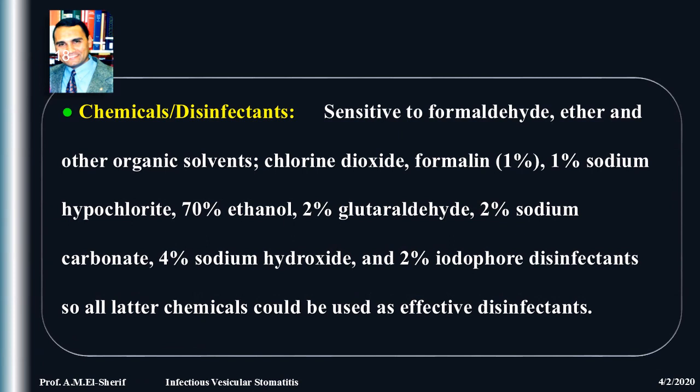Indiana vesiculovirus was found to be sensitive to the following materials: formaldehyde, ether, and other organic solvents, chlorine dioxide, 1% formalin, 1% sodium hypochlorite, 70% alcohol, 2% glutaraldehyde, 2% sodium carbonate, 4% sodium hydroxide, and 2% iodophor disinfectants. So all these chemicals could be used as effective disinfectants of this virus, for hygienic disposal and disinfection of barns and farms infected by this virus after evacuation of the infected animals.